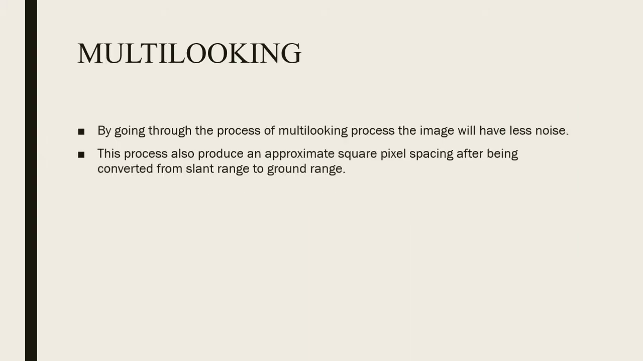Next is the second part of the video, which is multi-looking. By going through the process of multi-looking, the image will have less noise. This process also produces an approximate square pixel spacing after it is converted from slant range to ground range.